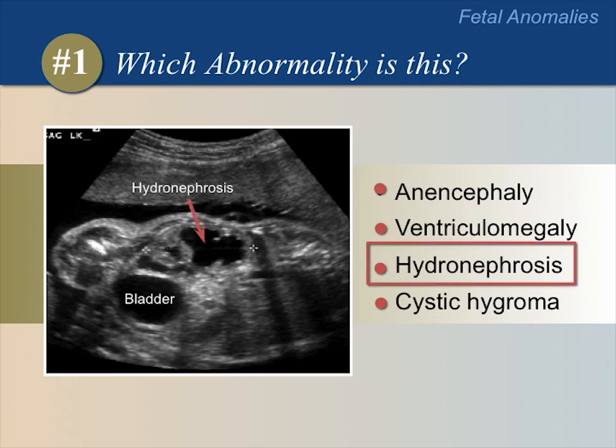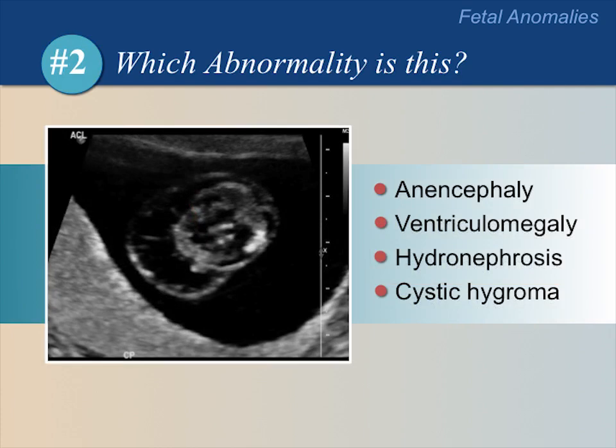The answer is that the image shows an enlarged kidney, which we call hydronephrosis. The pyramids, or ridges, in this image indicate that this is a kidney. The structure with a smooth contour is the bladder. Hydronephrosis indicates a blockage in the urinary system.